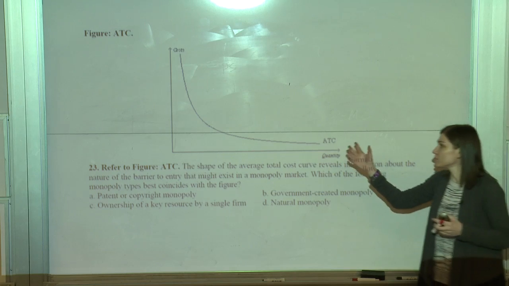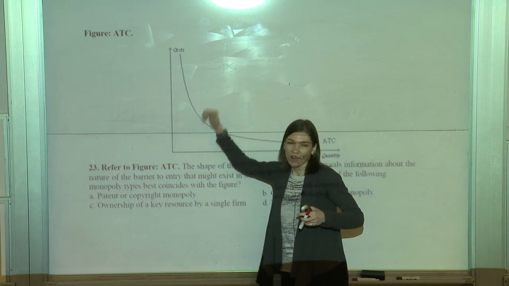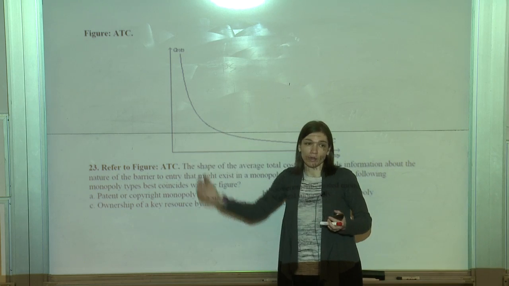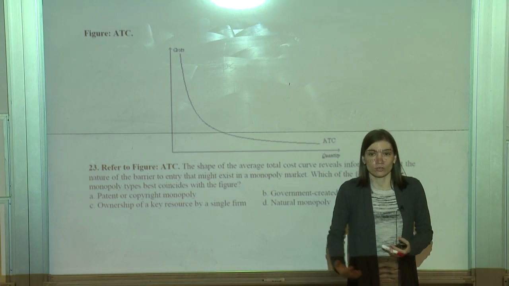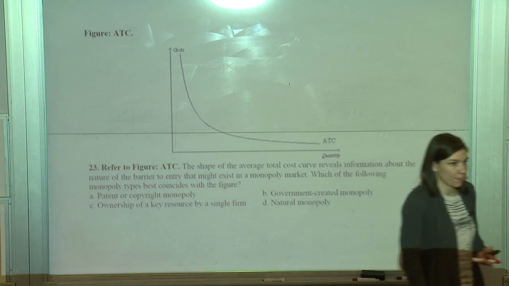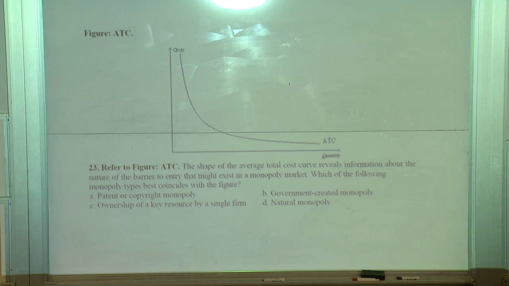And if a new firm comes, right, the new firm is going to be at a higher total cost. So for them, it doesn't make sense to enter. That's the natural monopoly barrier to entry. Okay, this is relatively straightforward, so that's D.